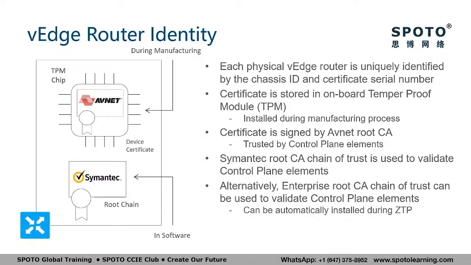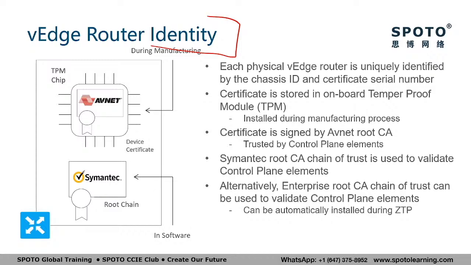We have had certificates with digital signatures and secured communication between controllers. It is time for us to establish the secured communication with vEdge. The first element is identity. There are three types of identity. The first one is vEdge router identity. The second is vEdge cloud router identity. The third one is controller identity.